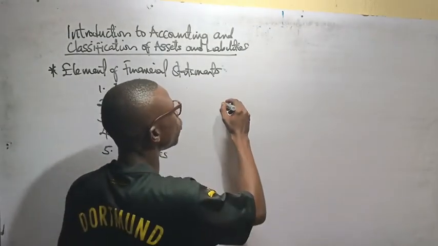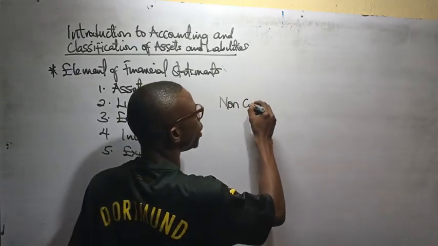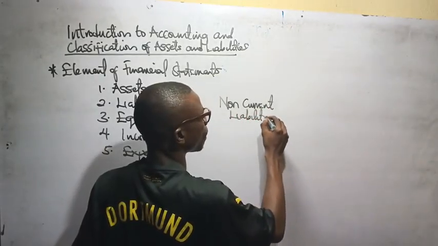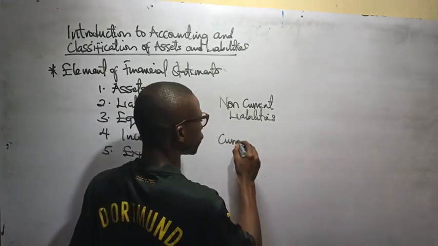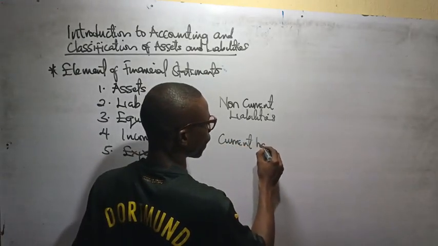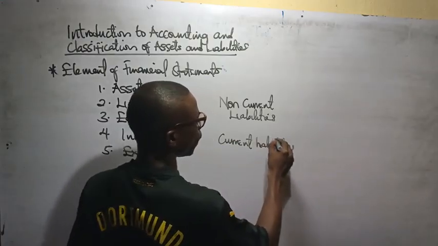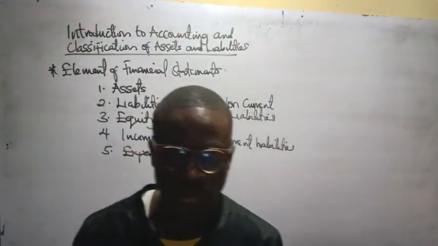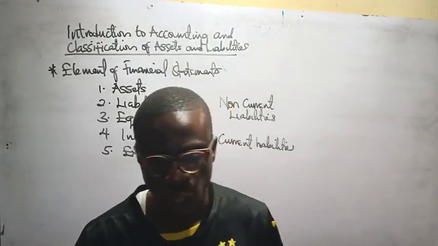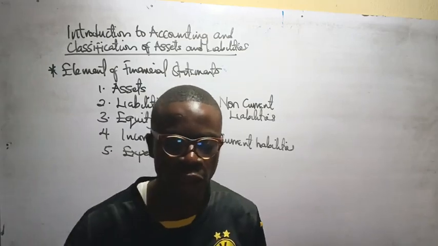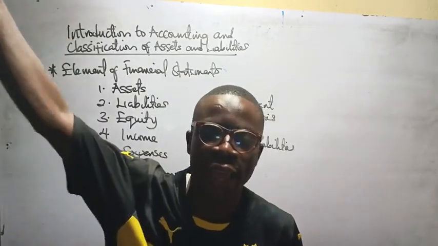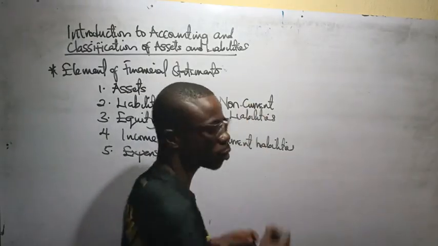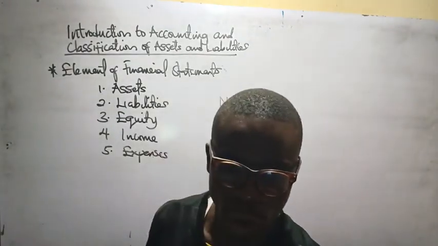And liability can be categorized into two. We have what we call non-current liability and we have current liability. So let's go to non-current liability. Non-current liabilities are obligations that an entity has to settle over a year. That means an obligation that you can settle after a year is what we call a non-current liability. Non-current liability.